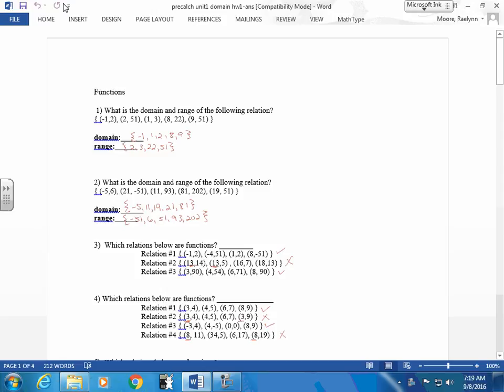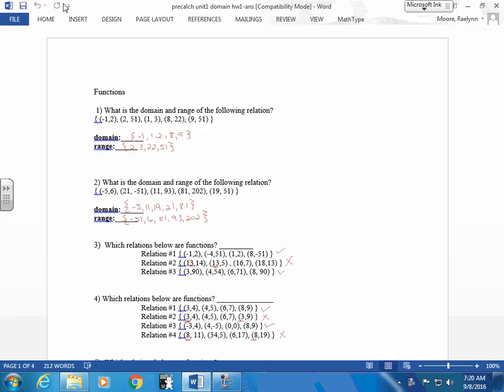Use set notation for this. If you use the soft parentheses, that's a coordinate pair. So if you're going to list a string of things, give me the x's, give me the y's. Is this a function? Yes, because the x's don't repeat. X only occurs once.